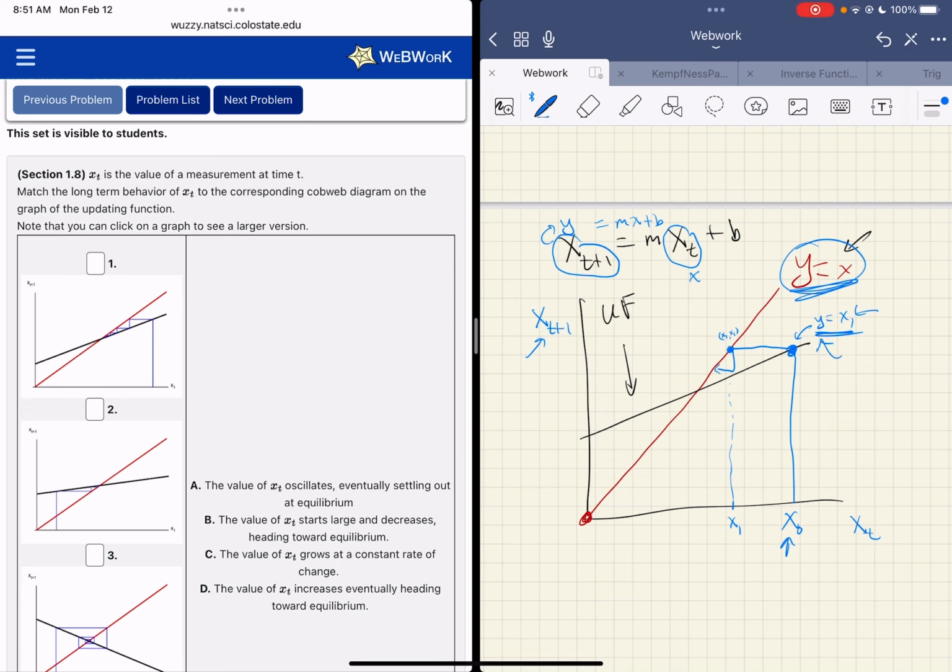And that's nice because if I were to plug x1 into my updating function, then hit my updating function right here, so actually, hold on, here was x1, here's x2. So on my updating function, my y values correspond to the next measurement. So if I plug in x1 as an x value, the y value is the next measurement, which is called x2. And so then that happens and happens. So anyway, what's happening is the measurements are decreasing towards equilibrium. T starts large and decreases heading towards equilibrium, so that's a B.